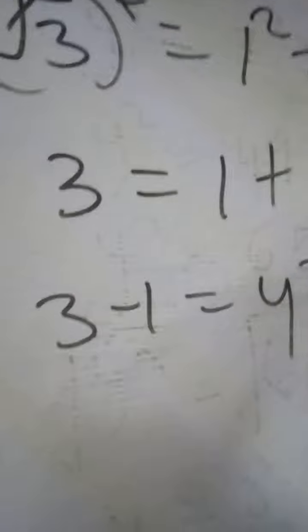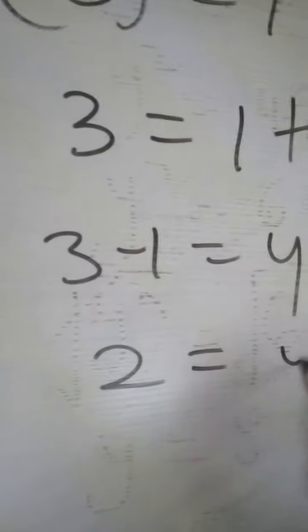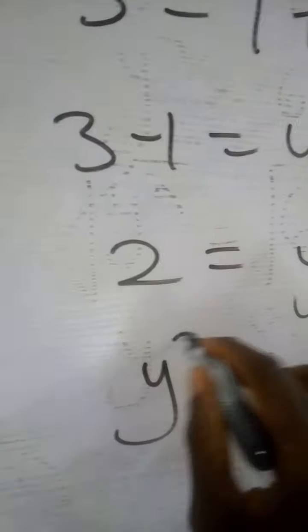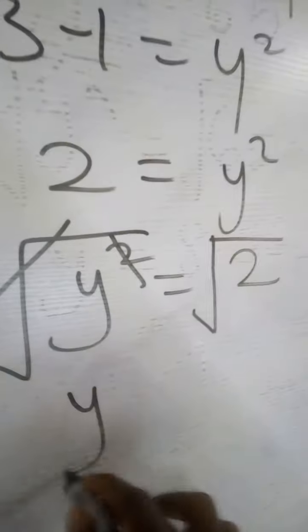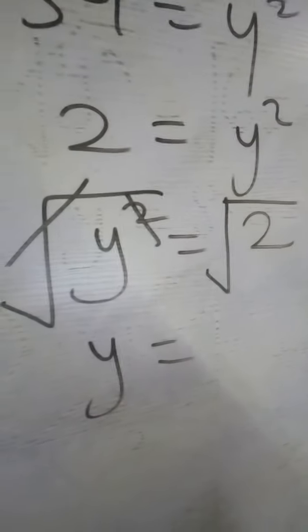So I have this cutting out this, then 3 equal to 1 times 1 is 1 plus y squared. So I have my 3 minus 1 equal to y squared here. 3 minus 1 equals y squared. So that means 2 equals y squared, or you say y squared equals 2. So you find the square root of both sides. Putting square root on both sides, this cancels this, then my y equals whatever √2 is going to give me.